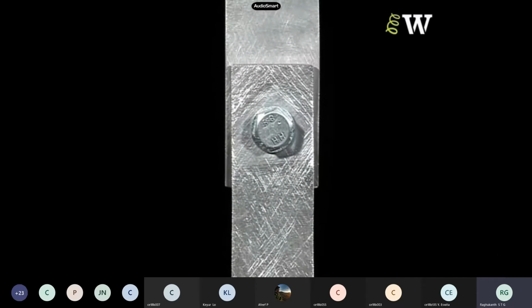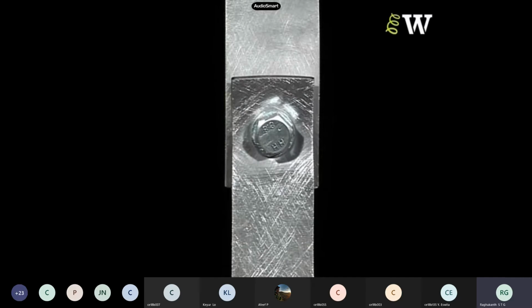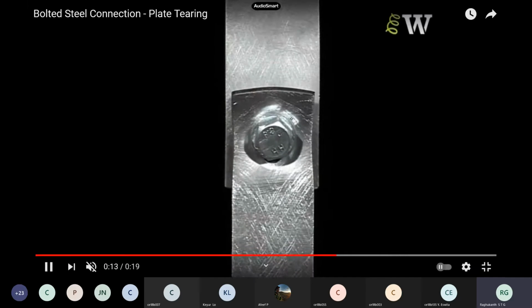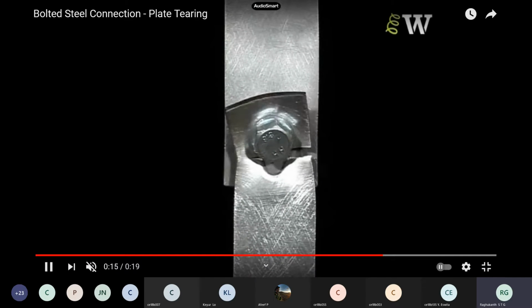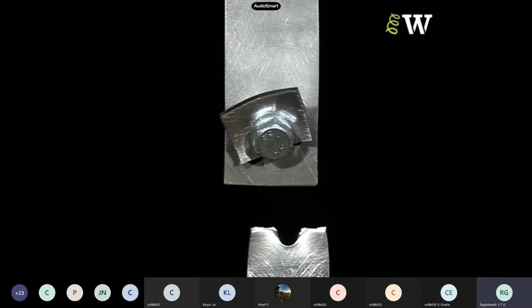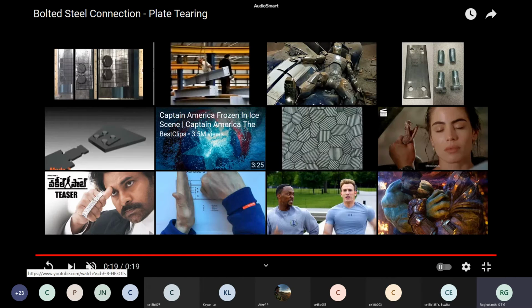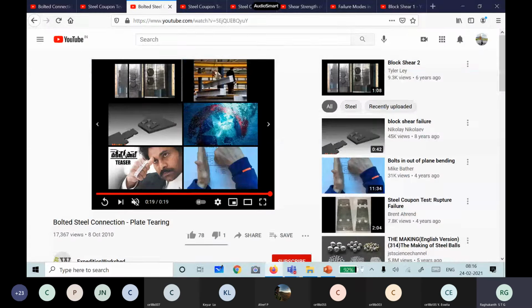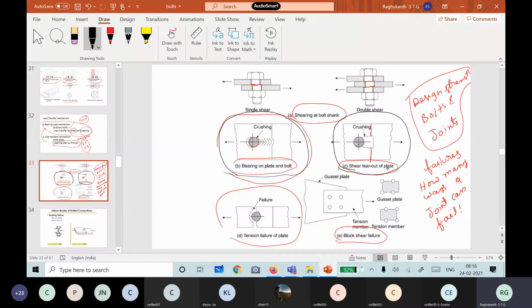Previously we have seen the shear bolt become two pieces. Now you can see how the plate has torn off. This is what we call plate tearing. This is also bearing only, but the plate comes out. This is one more failure, the shear tear out of the plate. Then other failures are also there.